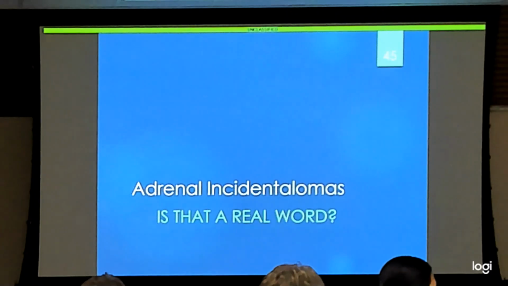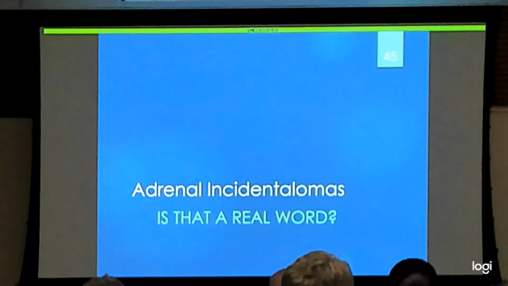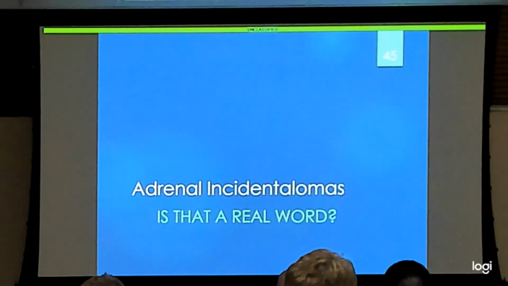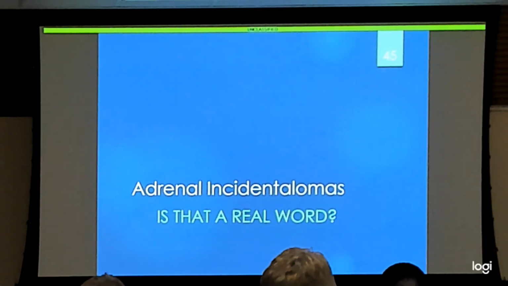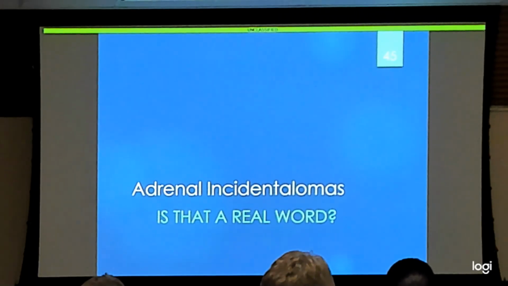Maybe, cool. All right, so incidentaloma is a word. What is an incidentaloma? Yes, something you did not intend to find, but now it's yours. And this is a huge, huge deal.